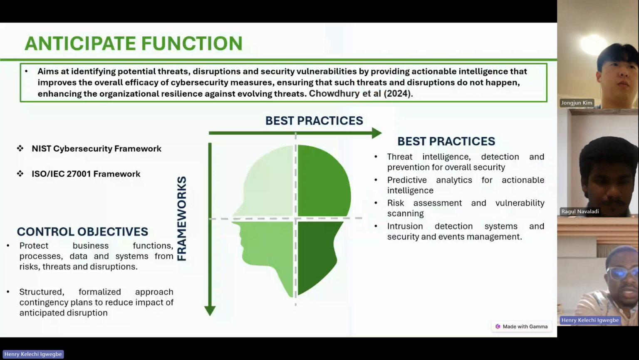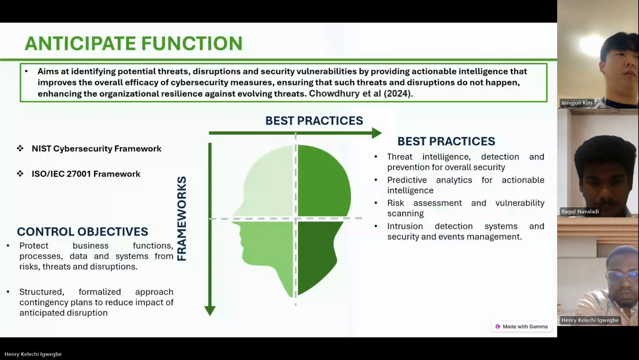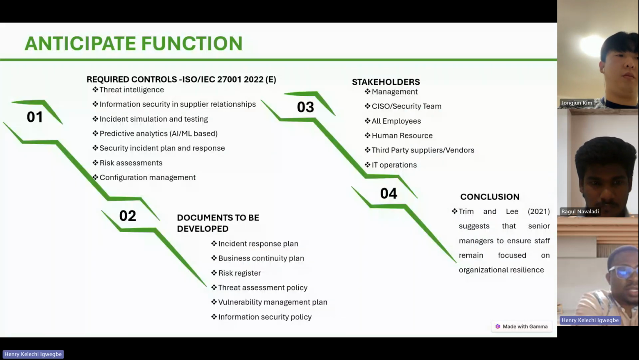Control objectives include protecting UniNet's business function, processes, data, and systems from threats and disruptions. Help to adopt a formalized approach to reduce the impact of anticipated disruptions. Going to the next slide, we talk about the required controls.